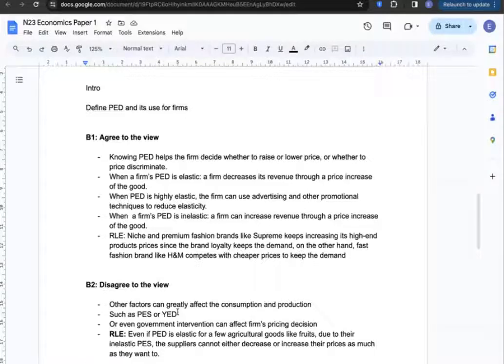Even if PED is elastic for a few agricultural goods like fruits or rice, whatever, due to their inelastic PES, the suppliers cannot either decrease or increase their prices as much as they want to or according to the change in demand. To be more specific, due to climate change or natural disasters, which can greatly disrupt the supply, the firms cannot really determine pricing strategy according to PED.